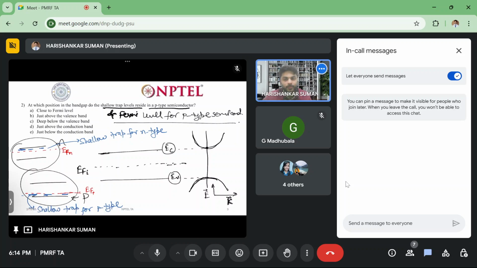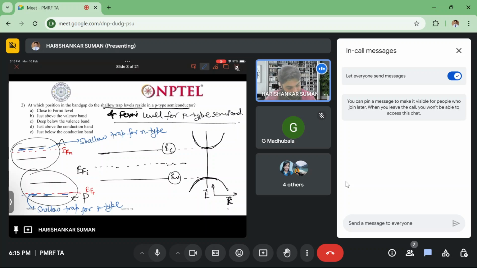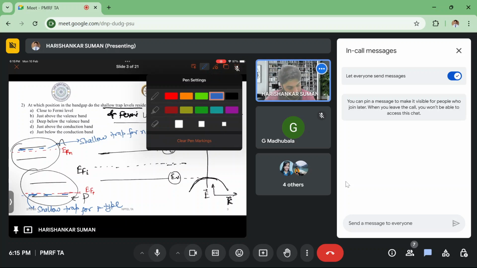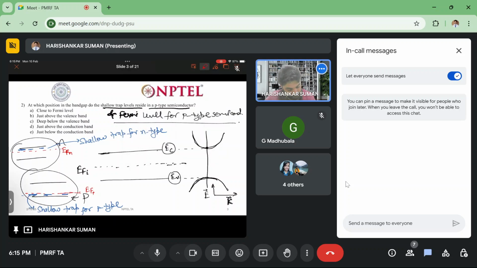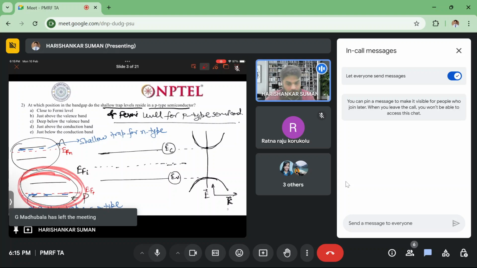Yes, please. So where will be the acceptor trap in P type? Please see this picture. Let me highlight it. Please see this.